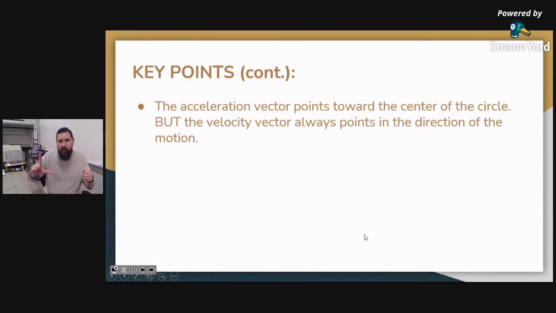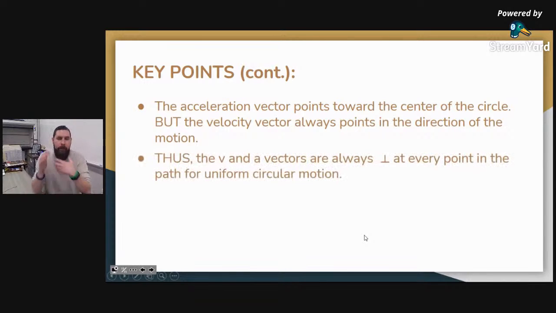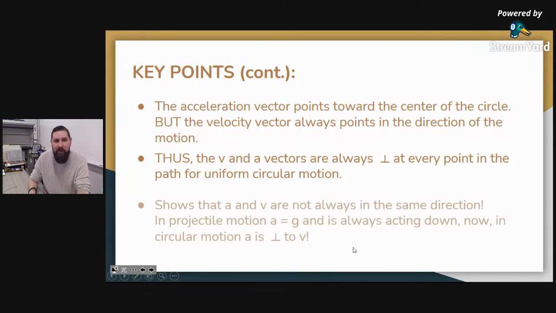And hopefully what you saw in that little demonstration, because I can do the L, what this means is that the velocity and acceleration vectors are always going to be perpendicular at every single point along the path for that uniform circular motion. And the big thing about this is that it shows that acceleration and velocity are not always going to be in the same direction.